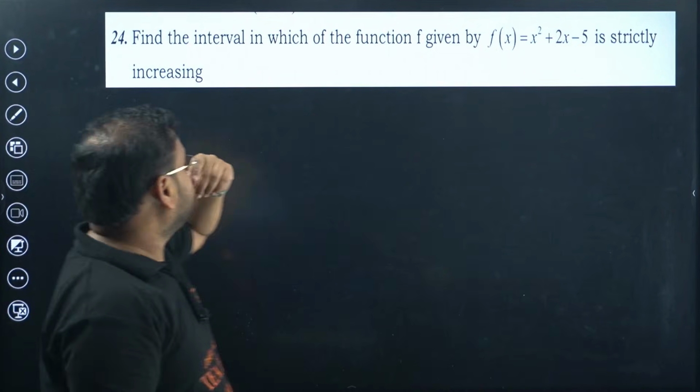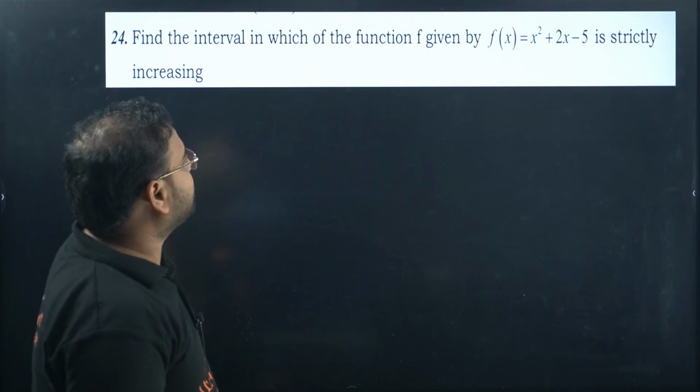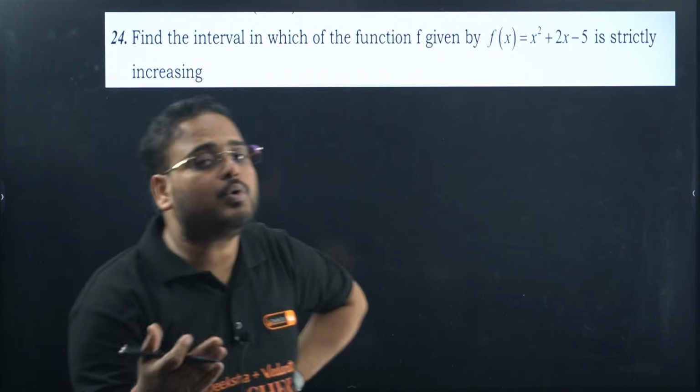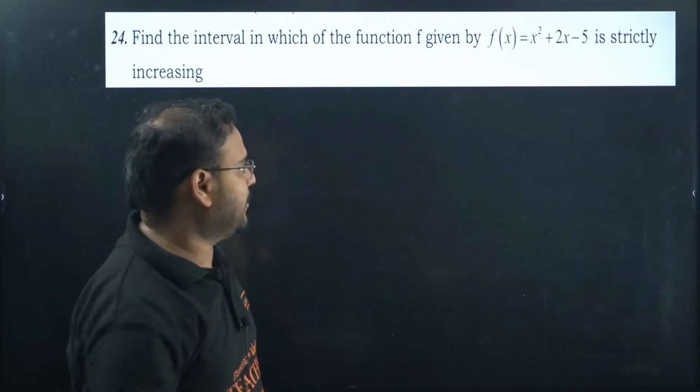24th one. Find the interval in which the function f given like this is strictly increasing in nature. For that, what are you going to do? Differentiate, find the critical points and check on the number line.